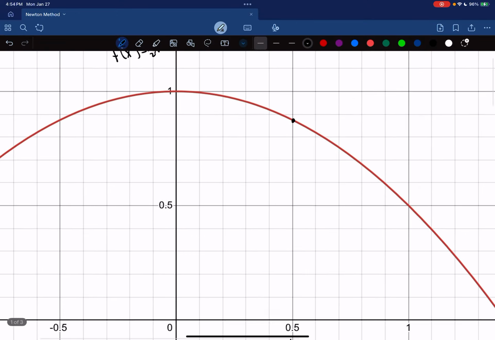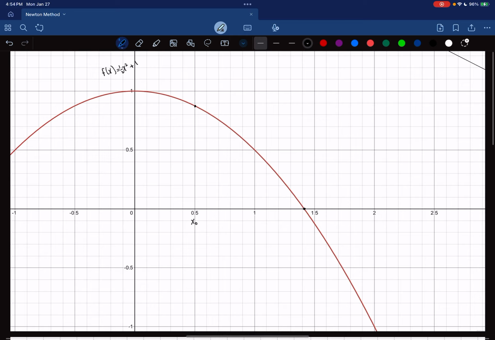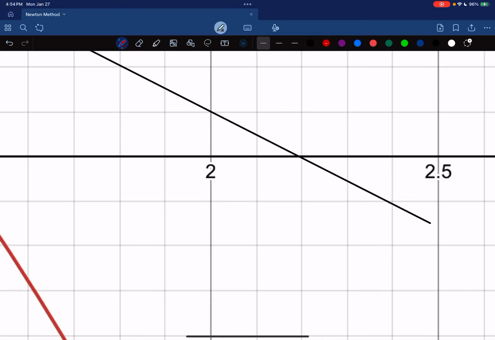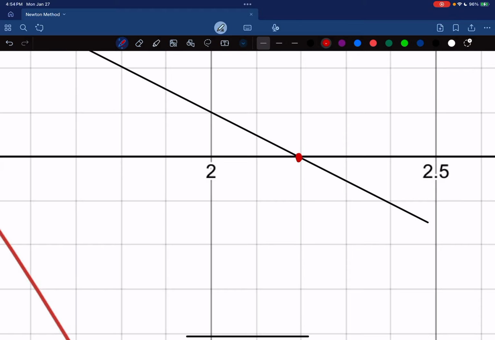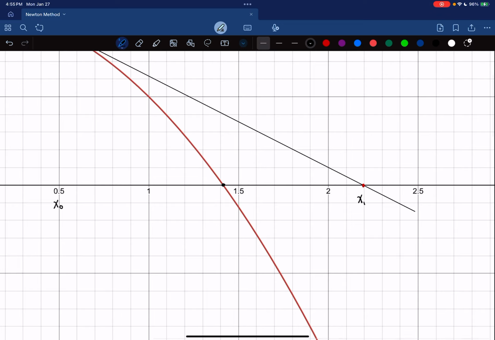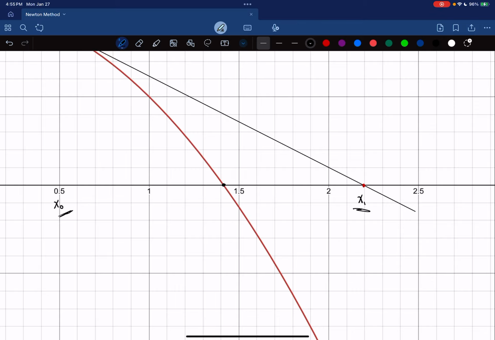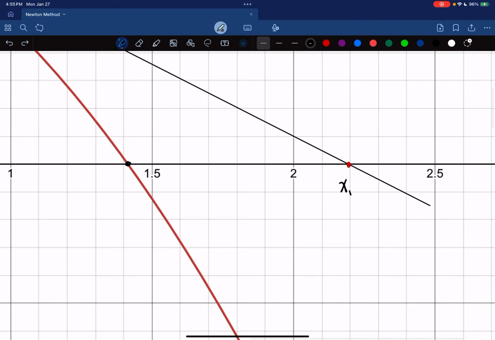All right. Now, once you get your point, what you want to do is draw a tangent line. So I do have a little line here just to save us some time. And it goes something like this. All right. Now, this new root from the tangent line is considered to be your new approximation to the real root, right? So this is your initial guess. This is your new approximation.